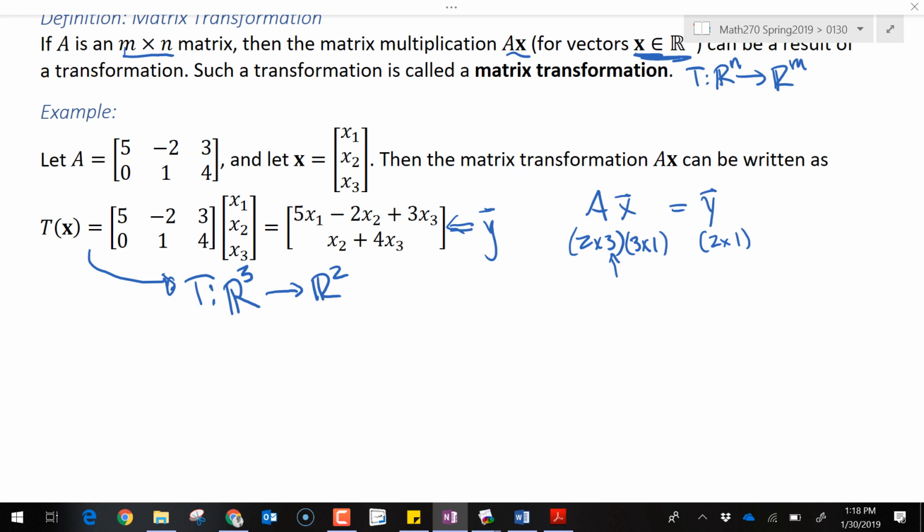Yes? It has two rows, but it has three columns. So the columns determine the R3. Because otherwise, if you put an R3 vector there, it's not going to work, right? In this case, we need an R3 because we have three columns. So the number of columns sets the dimension of the domain, and the number of rows sets the dimension of the range, or codomain. Okay? Yes?